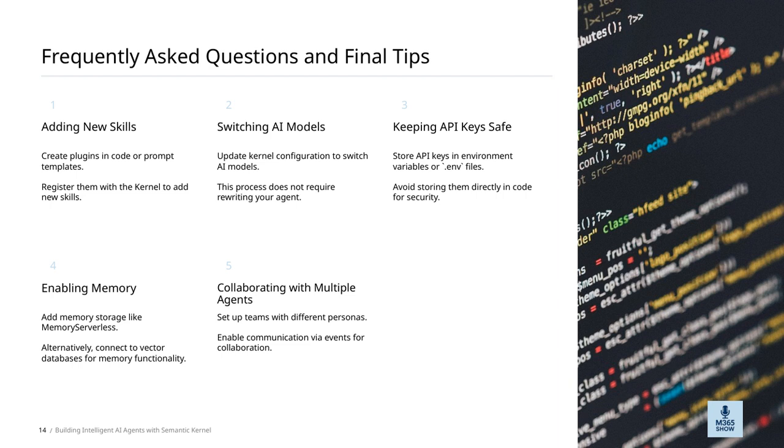Updating your kernel to switch AI models is straightforward and doesn't require rewriting your entire agent. It's as simple as updating the configuration, allowing you to experiment with different models seamlessly. Finally, adding new skills is an important part of expanding your agent's capabilities. You can create plugins either through code or prompt templates, and then register them with the kernel. This process makes it easy to enhance your agents with new skills and functionalities, ultimately making them more versatile and powerful. And with that, I hope these tips help you refine and optimize your AI agents effectively.